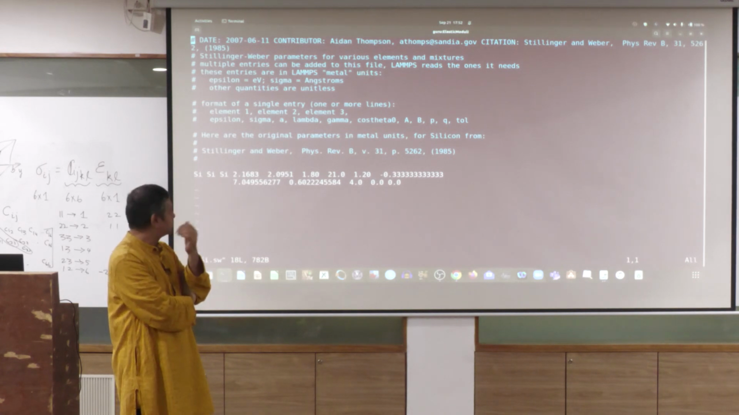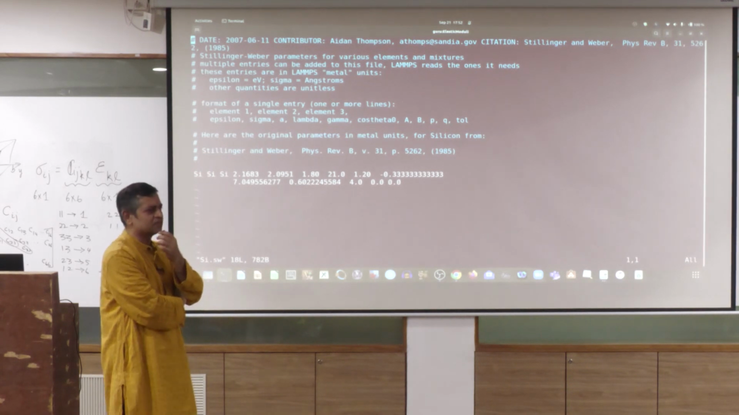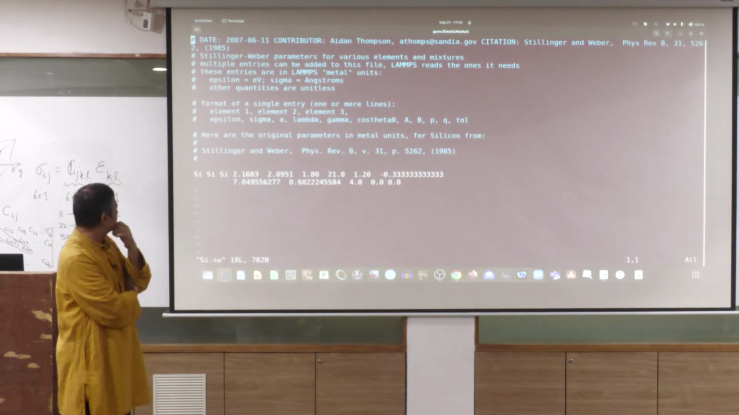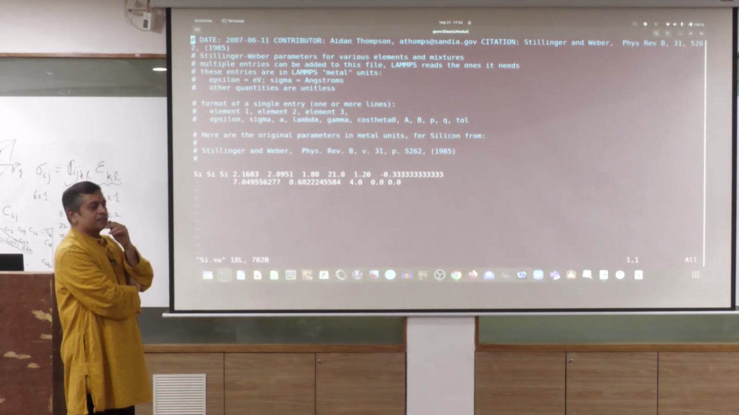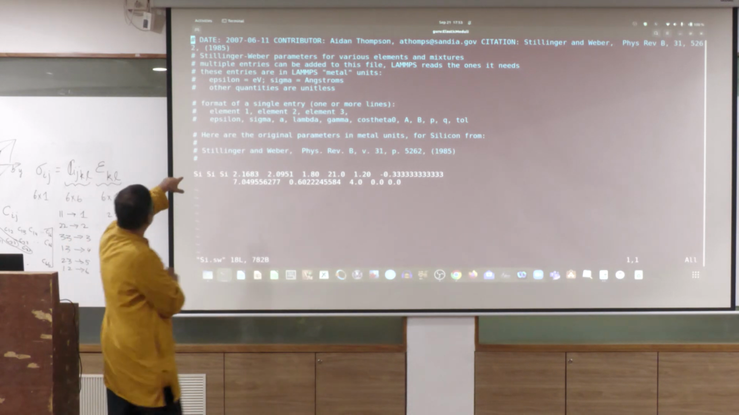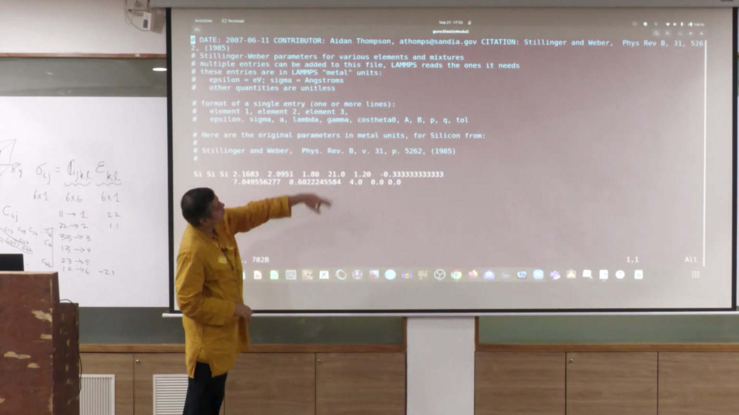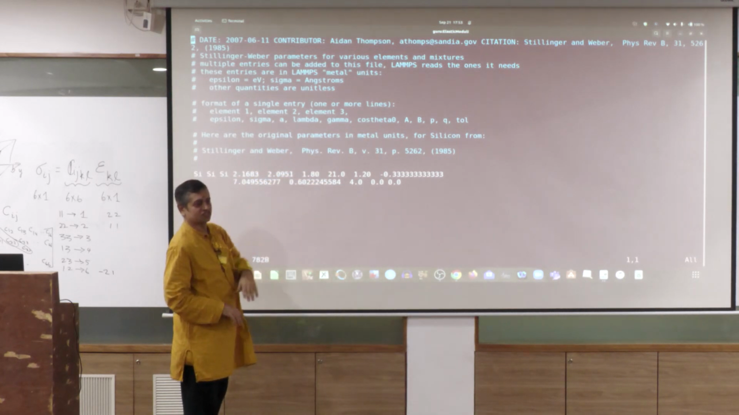So, it is possible to write. Ferdy, I think Rolf's code had, I do not remember spacing being, okay, anyway, we will take a look at it. Sir, I want to ask, are all those specifications given in this force field file or potential file only? Which ones? Like my bond coefficients and whatever I have. Yeah. So, you can see they have written epsilon, sigma, a, lambda, gamma, cos theta, A, B, p, q, tolerance, that is all here.